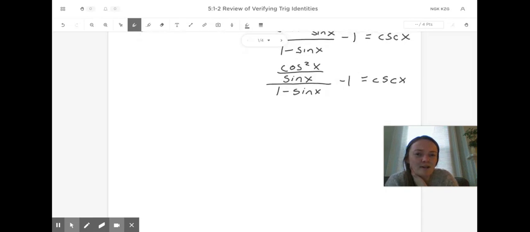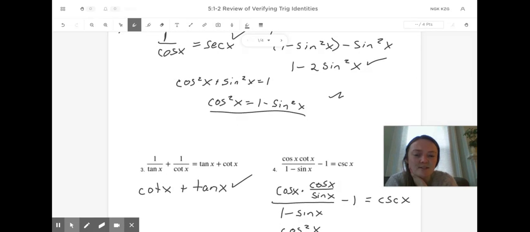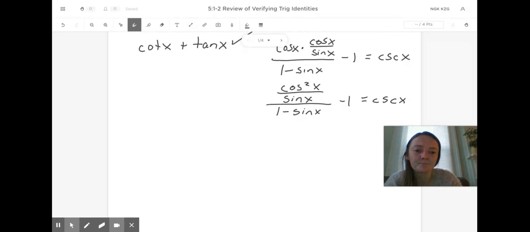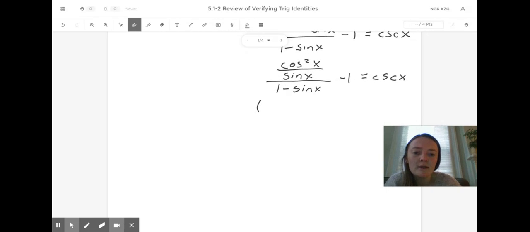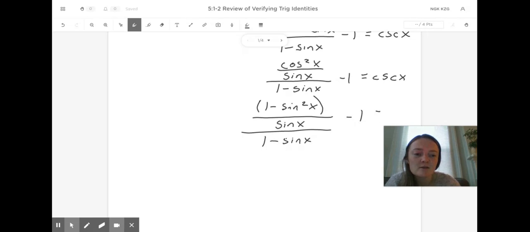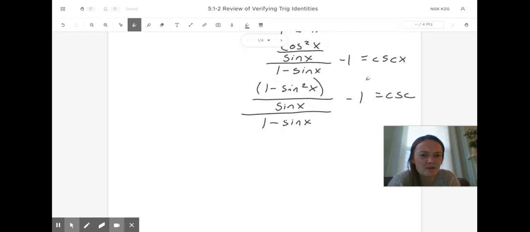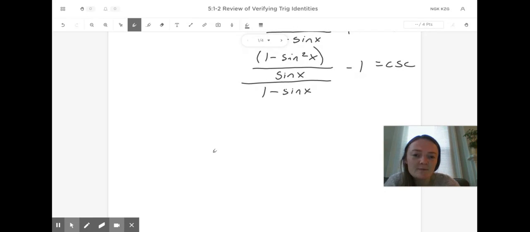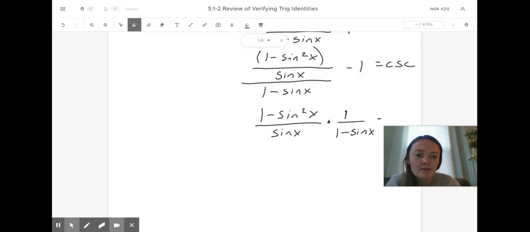Well, cosine squared x, using a Pythagorean identity, is equal to 1 minus sine squared x. So I'm going to rewrite that. So I have 1 minus sine squared x all over sine x. I know there's a triple fraction, all over 1 minus sine x, minus 1. At this point, I don't really like that there's a triple fraction going on, so I'm going to keep it, switch it, flip it. So I'm going to keep the first fraction, 1 minus sine squared x all over sine x, times, flip it, 1 over 1 minus sine x, minus 1. Question is, does it equal cosecant?